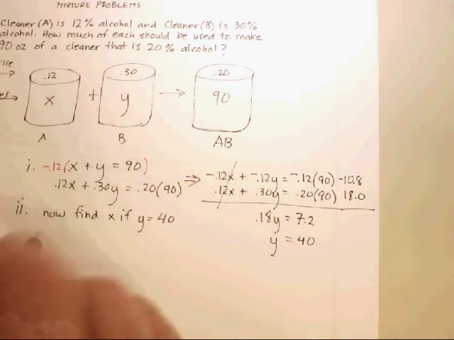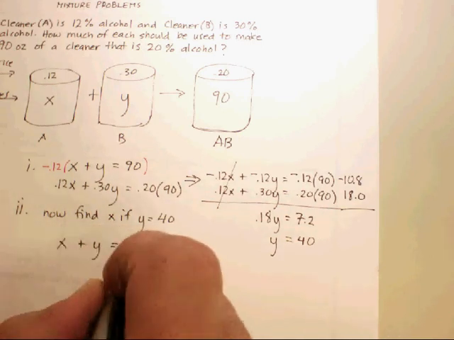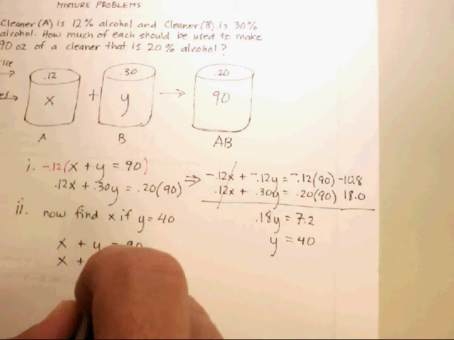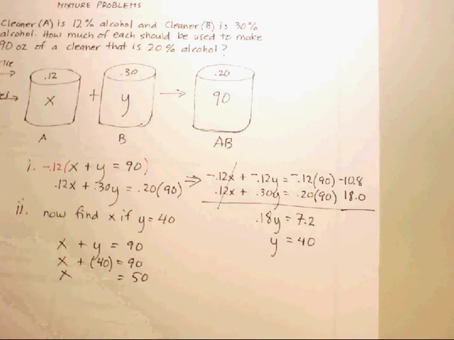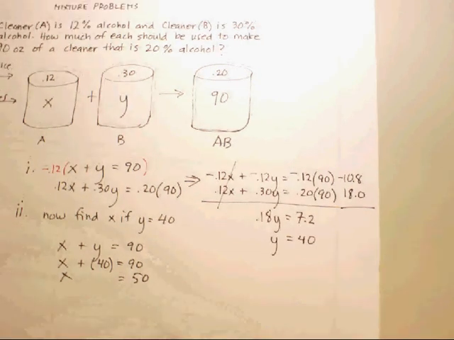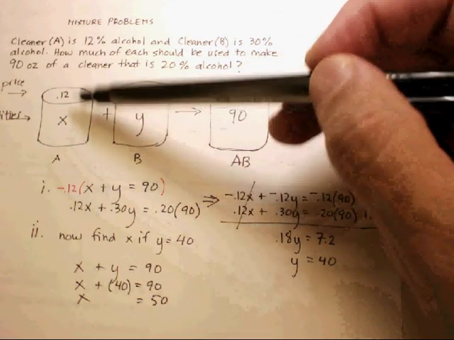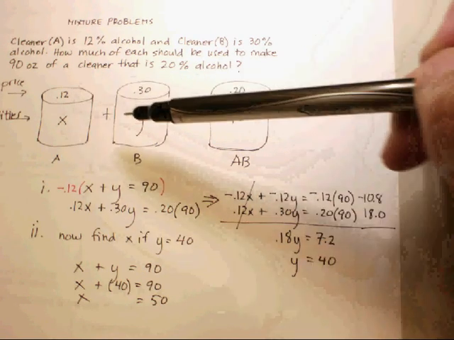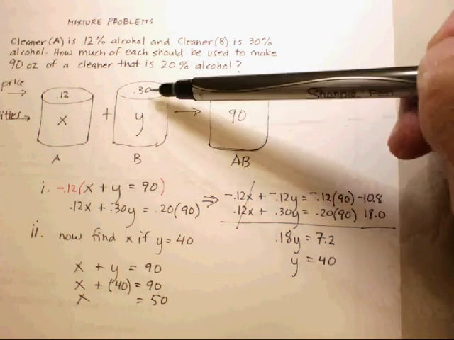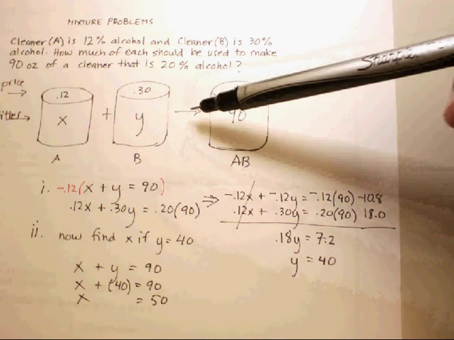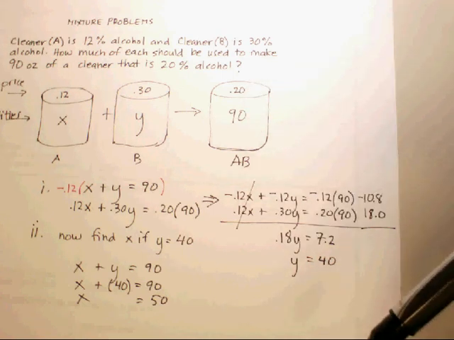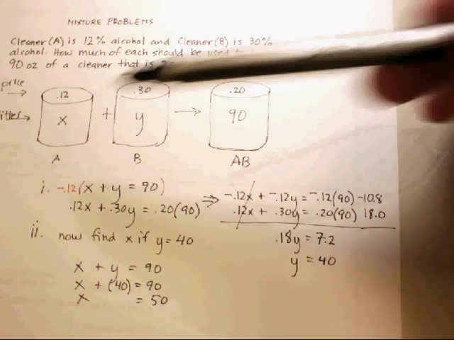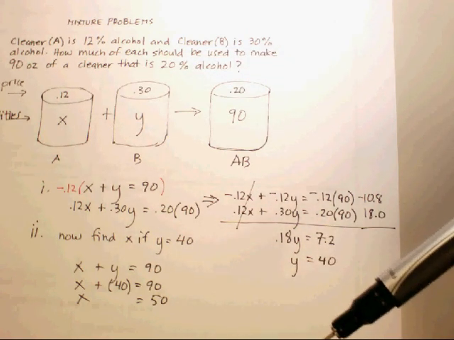Plug it into either one of the equations. X plus y is equal to 90. X plus 40 is equal to 90. X is equal to 50. Let's see if that makes sense in the context of our problem. According to my answer, I need 50 ounces of 12% alcohol plus 40 ounces of a 30% alcohol cleaner to make 90 ounces of a 20% cleaner. And sure enough, it makes sense. Okay, you do these all the same way with the magic cylinders. Good luck, a little bit of practice, and you'll be in good shape.